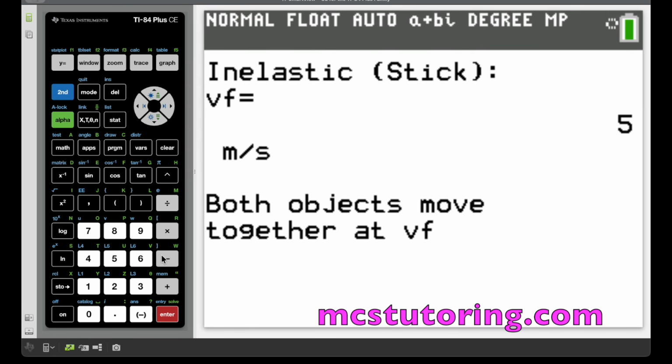So if you derive a formula in the FRQ, you can plug in numbers and check instantly. And notice this, that final velocity is less than 6, which makes sense for an inelastic collision.